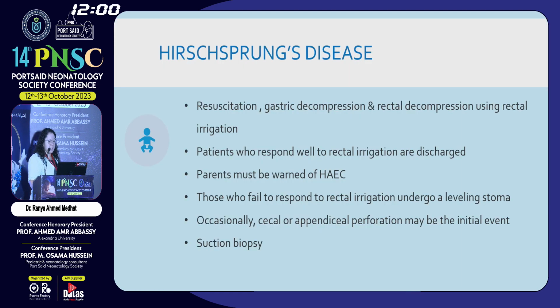Okay, if I'm dealing with a case of Hirschsprung's disease, I have to perform gastric decompression by an orogastric or nasogastric tube, rectal decompression using rectal irrigation, and there are 2 pathways. Either the patient is going to respond well to the rectal irrigation, the parents are going to learn how to perform rectal irrigation, and they must be warned about the signs of Hirschsprung associated enterocolitis, as it may be fatal during the waiting period until their surgery, and a patient can be discharged. Those who fail to respond to rectal irrigation might need to undergo a leveling stoma during the neonatal period.